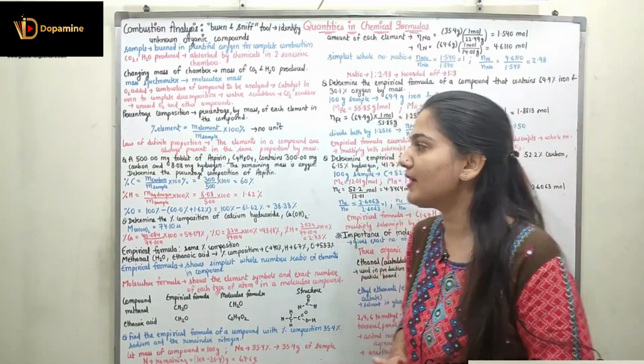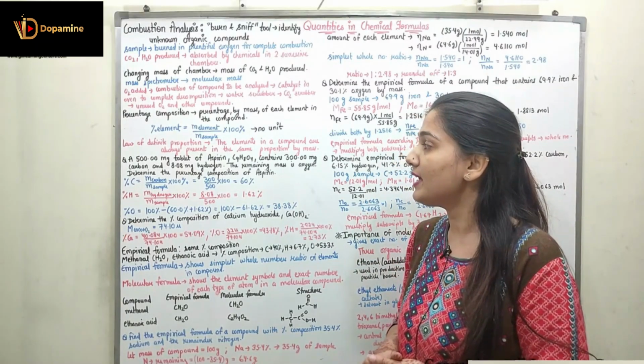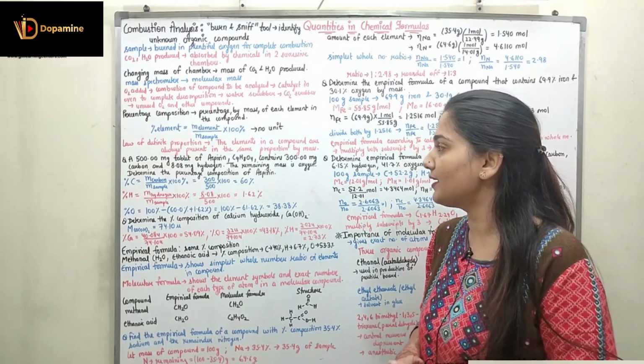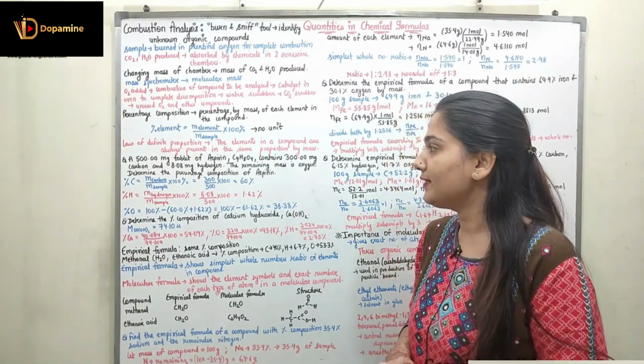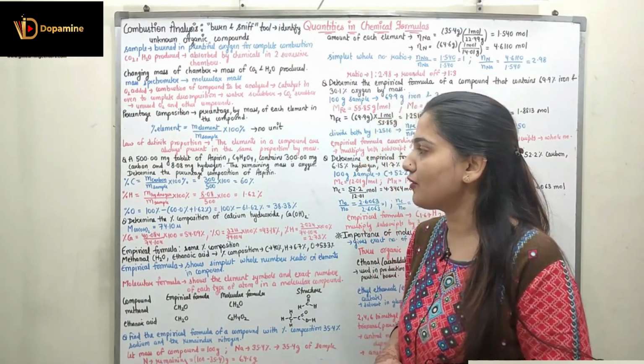So based upon this, we have a sample problem which states a 500 milligram tablet of aspirin C9H8O4 contains 300 milligram carbon and 8.08 milligram hydrogen. The remaining mass is oxygen. Determine the percentage composition of aspirin.